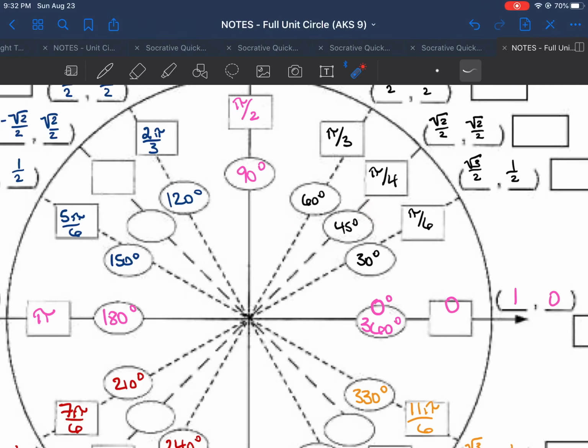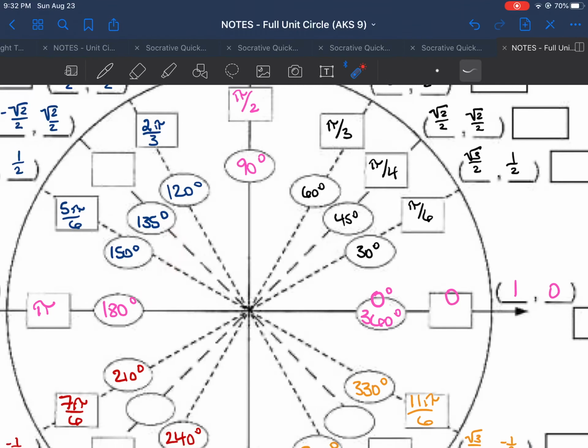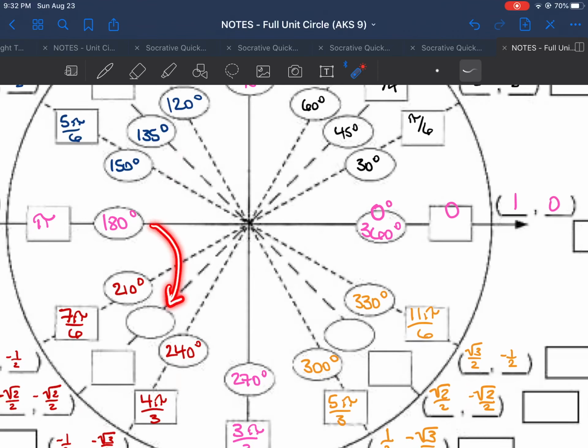If I added another 45 degrees, we would get to 135 degrees. If I added another 45 degrees, we'd get to 180. If I added another 45 degrees, we'd get to 225 degrees. If I added another 45 degrees, we'd get to 270. If I added another 45 degrees, we'd get to 315 degrees.